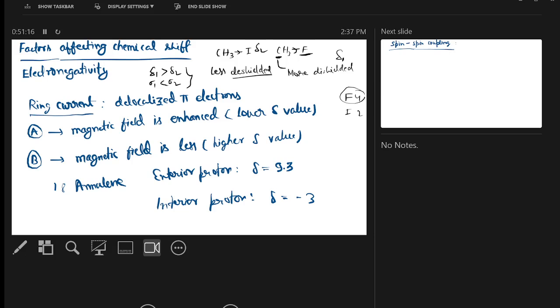Okay. Second is delocalized pi electrons. Let's say you have some ring, a benzene ring. How will this benzene ring shield the proton? If the magnetic field is enhanced because of the delocalized electrons, there can be two cases of this delocalized pi electrons. One is if the magnetic field is enhanced, we will have a lower delta value. If the magnetic field is less, we will have a high delta value.